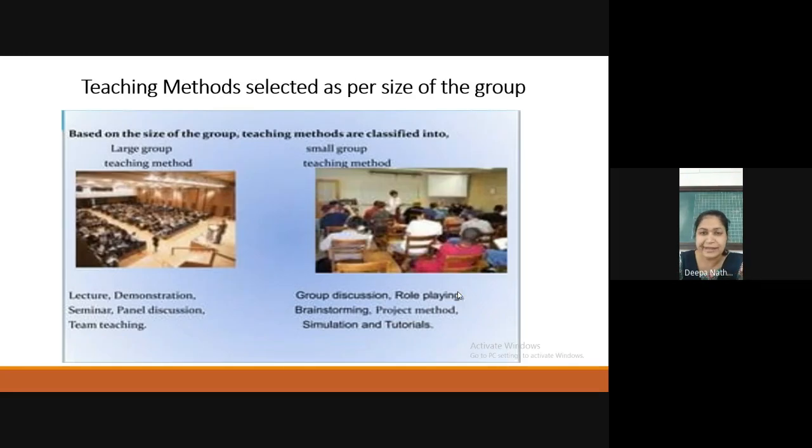Coming to modern methods, which are in the next coming slides, I'll just give you the headings. Collaborative learning, a flipped classroom session, self-learning, crossover learning. Now, teaching methods, how do we select?